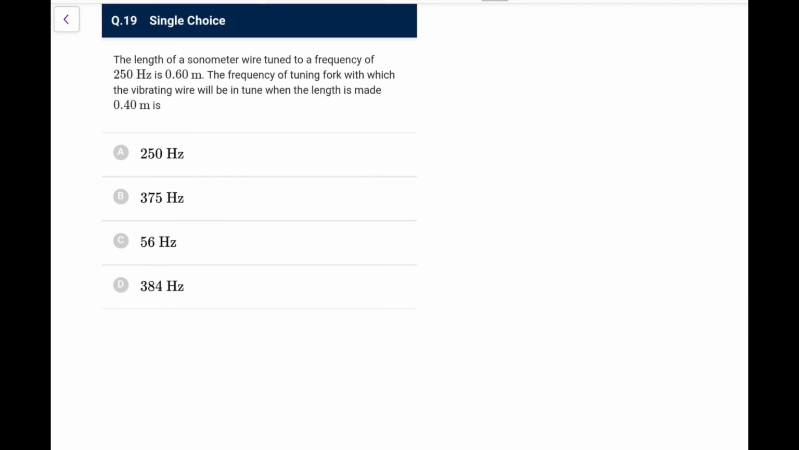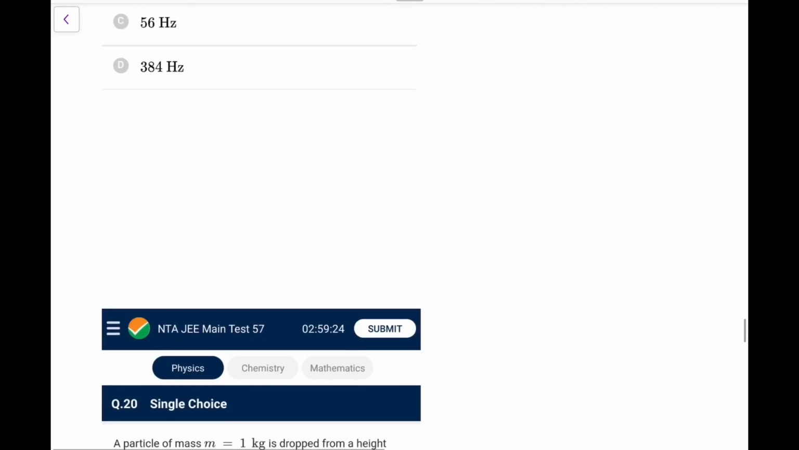Length of a sonometer wire tuned to a frequency of 250 Hz is this. The frequency of the tuning fork with which the vibrating wire will be in tune when the length is made 0.4. So we know frequency is inversely proportional to L. So if you have made the length 2/3, the frequency becomes 3 by 2. 3 by 2 means 375 Hz. Go for option B. It's again an easy one.